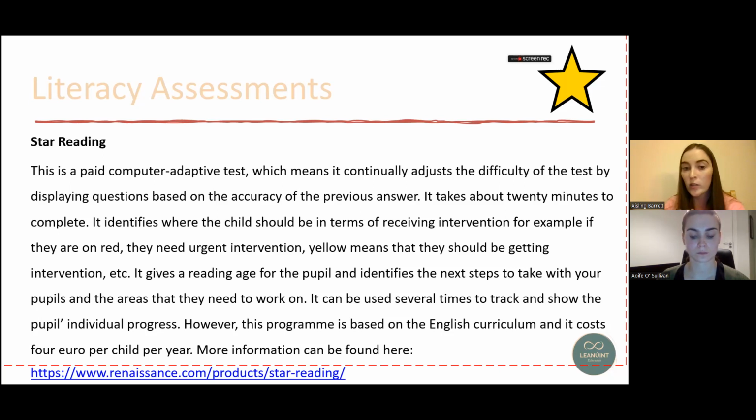So where they need urgent intervention would be highlighted in red. Yellow means they should be getting some intervention, and it gives a general reading age for the pupil. And again, it sets targets for steps that you should undertake with the child.